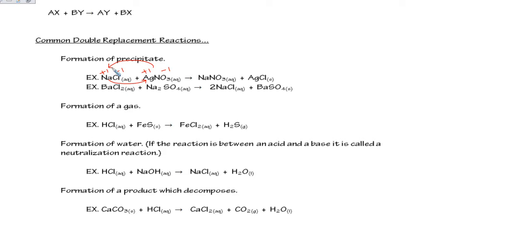But let's say I have barium chloride and sodium sulfate. When I switch those ions to form sodium chloride and barium sulfate, I need to double check my charges. Same thing with this hydrochloric acid. +1, -1. This must be a +2 because sulfur is always -2. You can either switch the positives or switch the negatives. It doesn't matter what order you write your products.